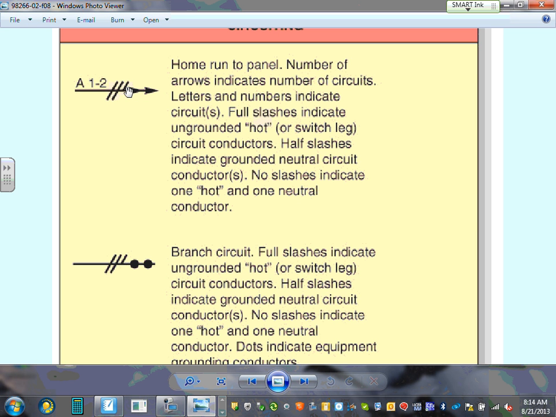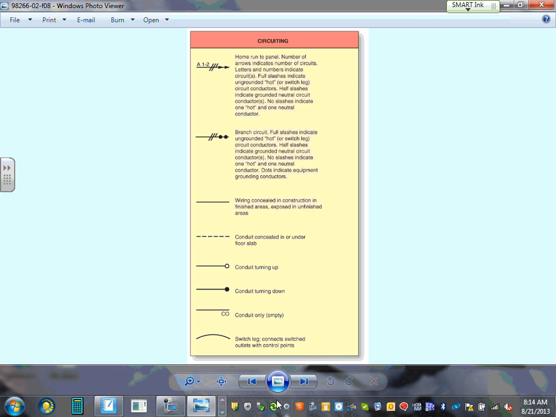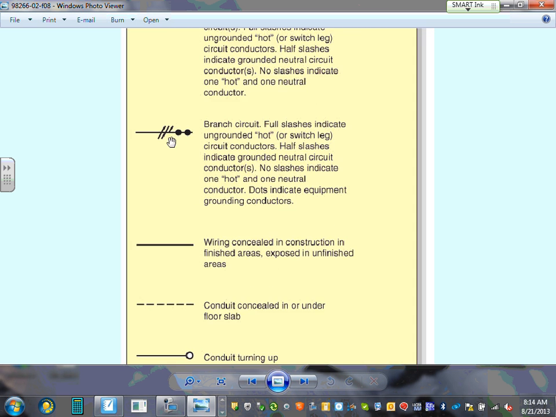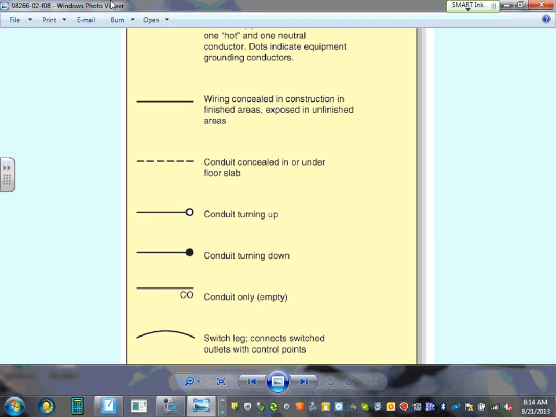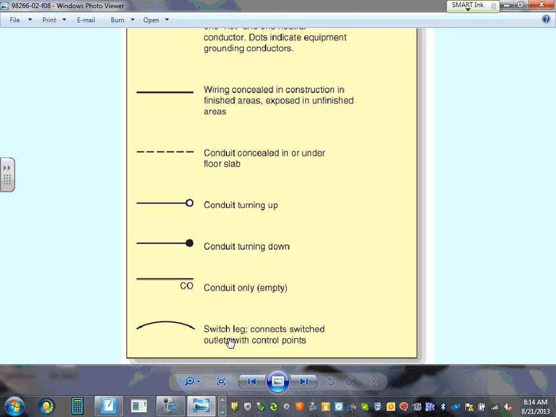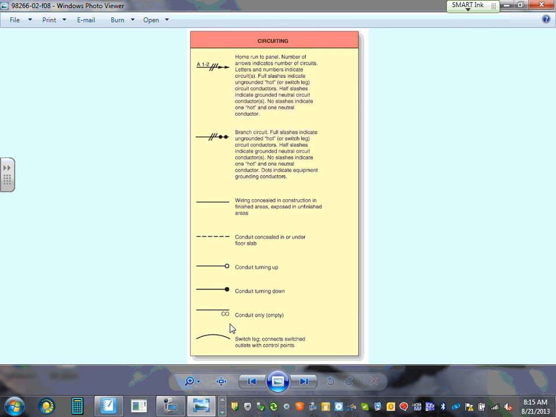If you don't know what this means, you're going to read it and it will tell you that these are two hots and a neutral and two circuits coming into it. The dots here are ground, two grounds here. Look at this: conduit concealed, conduit going up, conduit going down, conduit only, empty. For future, switch leg, connect switched outlet with control points. Please, guys, look at them. You're not going to know each and every one of them, but be aware.